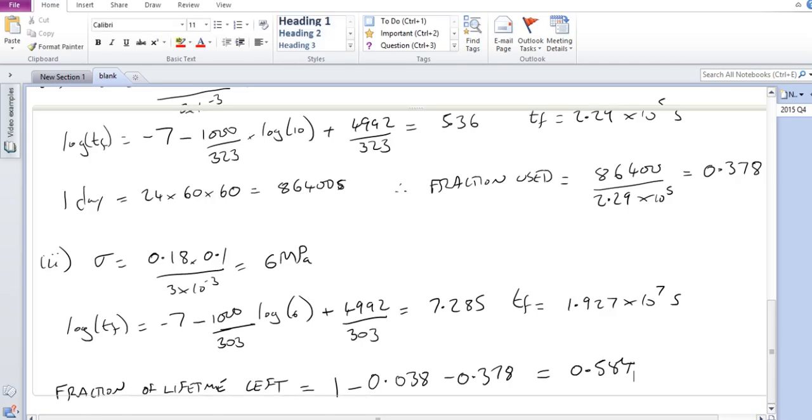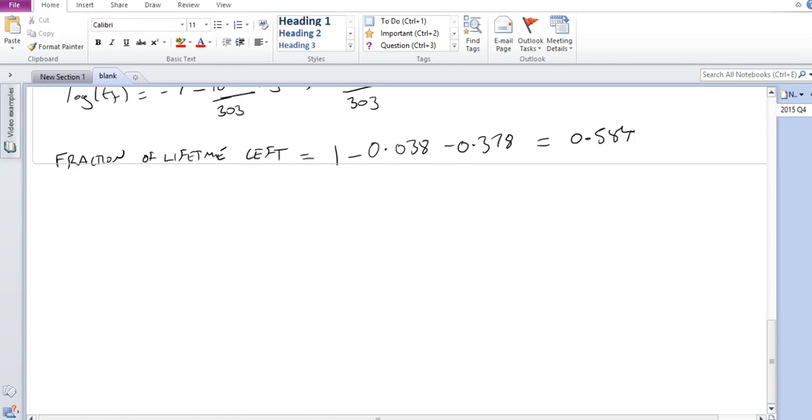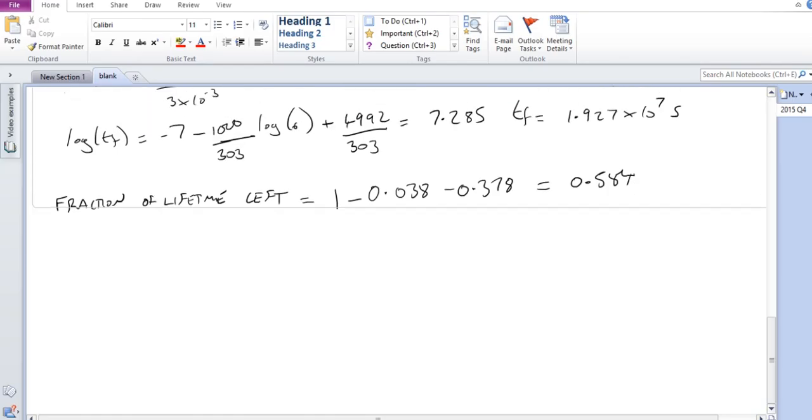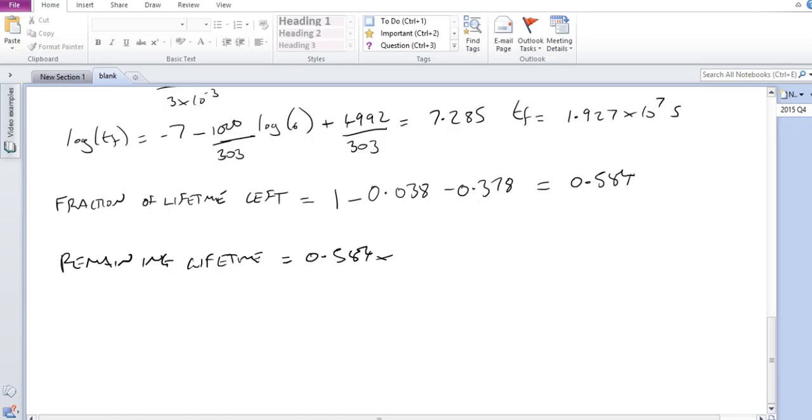So then what we can do is say the remaining lifetime under that third condition is equal to 0.584 times the time to failure under that condition, which is 1.927 times 10 to the 7, and that lot equals 1.125 times 10 to the 7 seconds. And if you work that out, that comes out to be 130.25 days. The other 2 bits are in days.